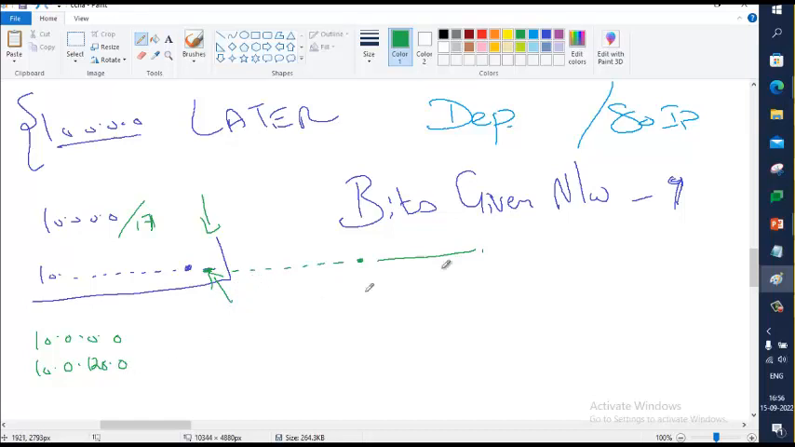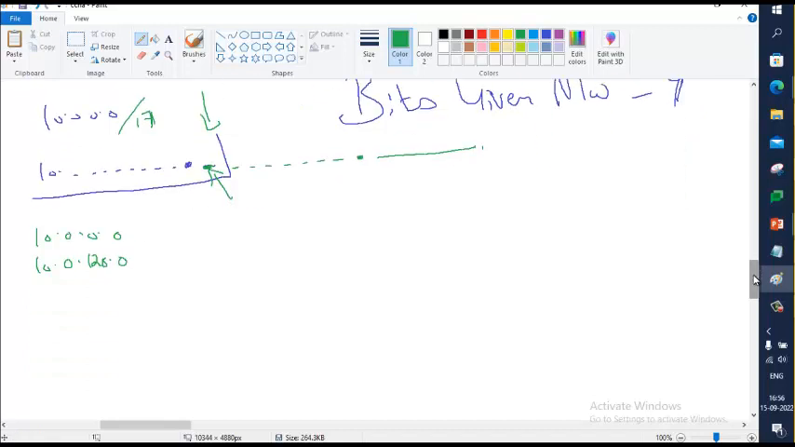So I need to increment by 128 from the third octet. Again, if I increment 128 to this, it will become 256. There is no 256. It goes to the next octet. You understand? Because we don't have 256, no? Yes. So it will add to the next subnet, the next octet.